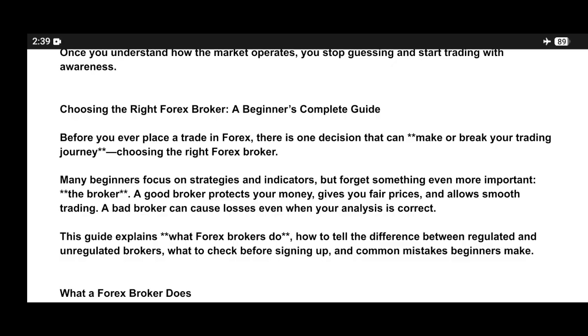Many beginners focus on strategies and indicators, but forget something even more important: the broker. A good broker protects your money, gives you fair prices, and allows smooth trading. A bad broker causes losses even when your analysis is correct. This guide explains what forex brokers do, how to tell the difference between regulated and unregulated brokers, what to check before signing up, and common mistakes beginners make.